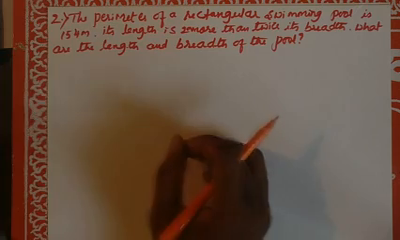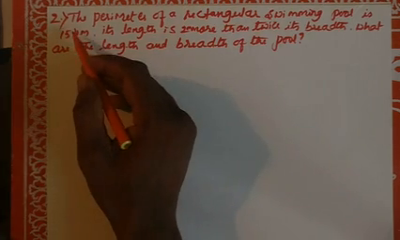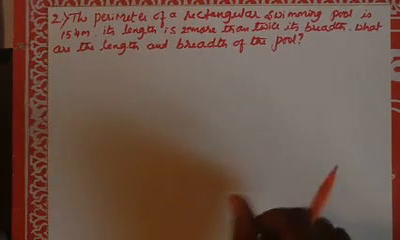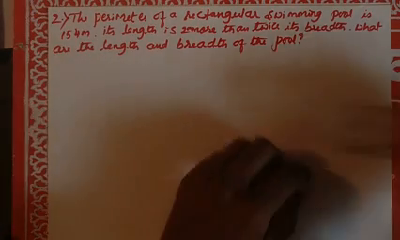Dear students, now let us discuss the second problem. The perimeter of a rectangular swimming pool is 154 meter. Its length is 2 meter more than twice its breadth. What are the length and breadth of the pool? We need to find both the length and breadth of the rectangular swimming pool.